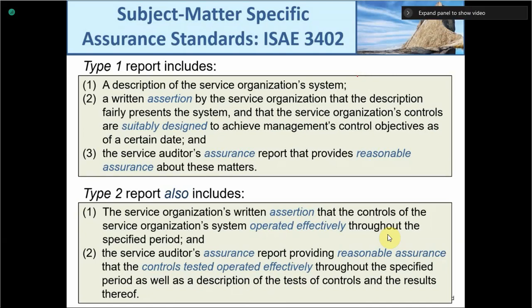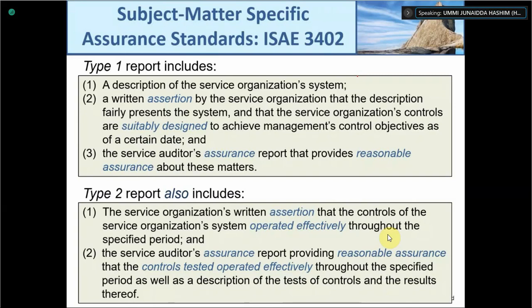And for the type 2 reports, the service organization's written assertion that the controls of the service organization system operated effectively throughout the specific period. And the service auditor's assurance report providing reasonable assurance that the controls tested operated effectively throughout the specific period, as well as a description of the test of controls and the result thereof.